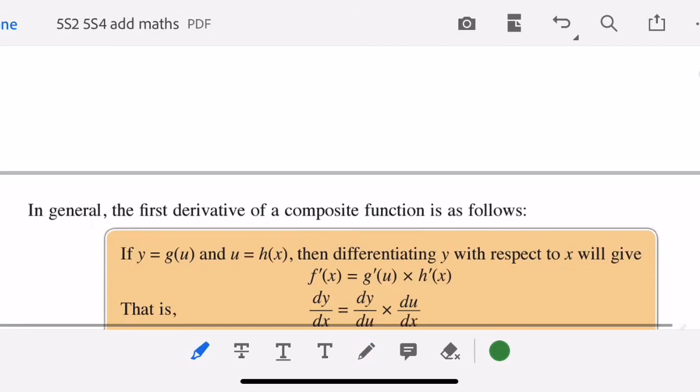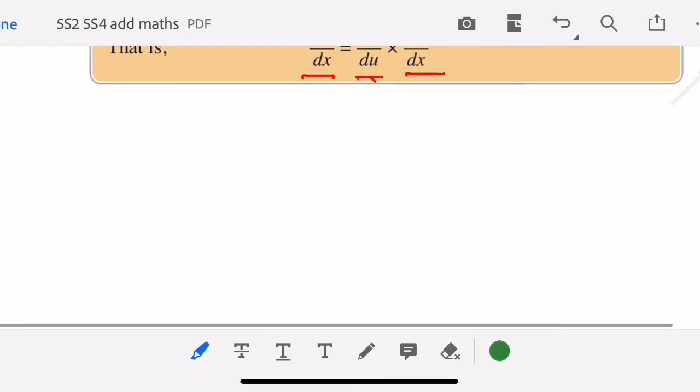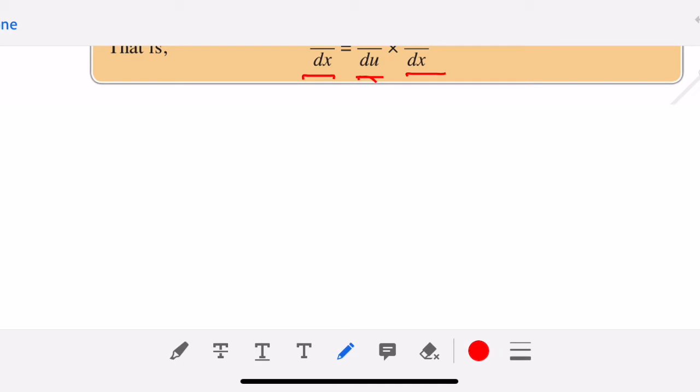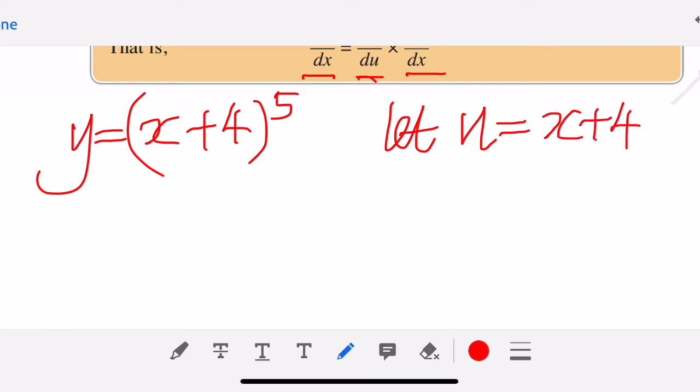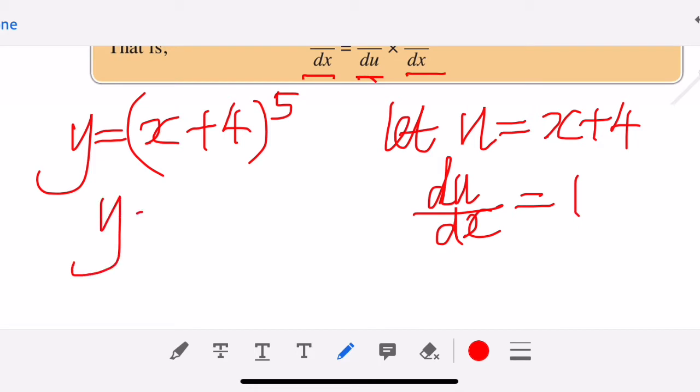So let's discuss one example like this. We have the function (x + 4) to the power of 5. Let's say I want to find dy/dx, the first derivative. If we let u represent x + 4, then differentiating u with respect to x, I will get 1. In this case, y becomes u to the power of 5.